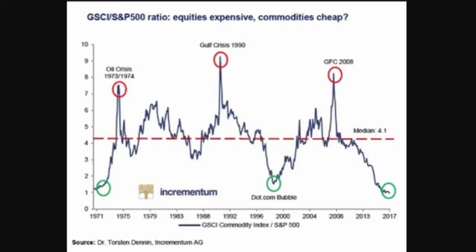Going all the way back to 1971, we can see that the first crisis was the oil crisis in 1973-1974, followed by the Gulf crisis in 1990, the dot-com bubble in 1999-2000, the Great Financial Crisis in 2008, and we now find ourselves at another extreme, with commodities being very cheap here in 2018.